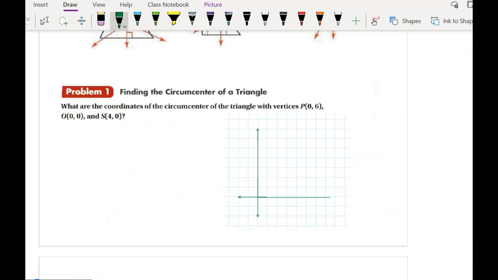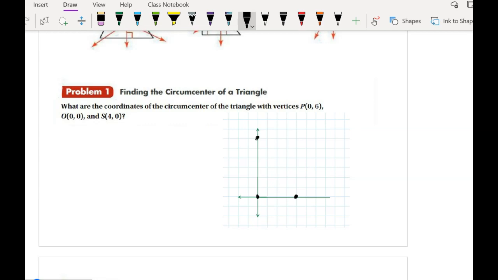So now we're going to look at problem 1. And in this problem, they want us to find the circumcenter of the triangle. So they gave us the coordinates. So the vertices are the points (0, 6), (0, 0), and (4, 0). So I am going to plot those points. So (0, 0) is at the origin. (0, 6) is right here. And (4, 0) is, let's see, 1, 2, 3, 4, 0.